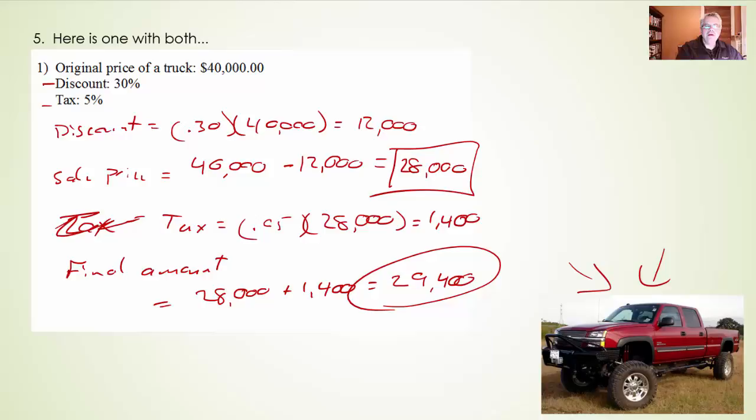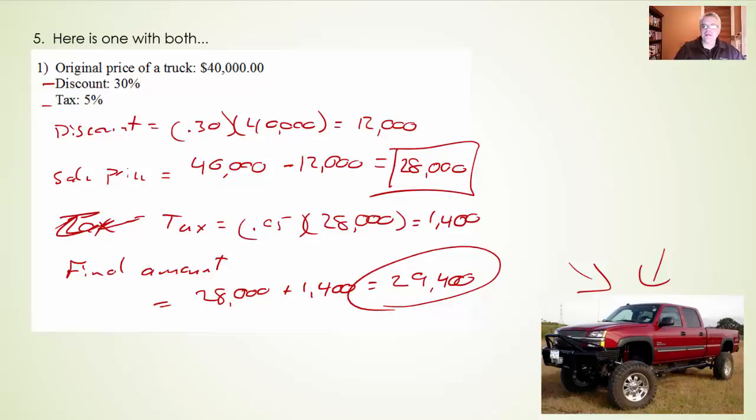That's an awesome truck. Okay, so if it has both, it's just a pain, but it's kind of the same thing we're doing. It's kind of two problems in one. Find the discount and the sale price. That's like the first problems. Then find the tax and add it to that, and you get the final total. All right, it's just the same thing but twice.